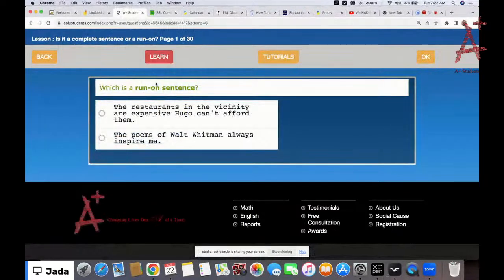Which is a run-on sentence? So we need to find the run-on sentence. So it's the first one because we had it in the tutorial, right? The restaurants in the vicinity are expensive. Hugo can't afford them. So yeah.